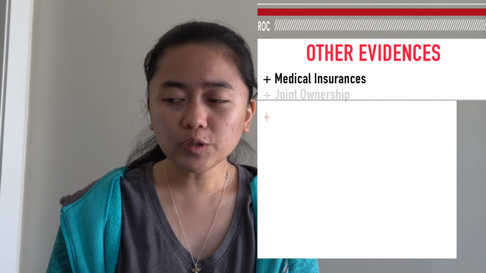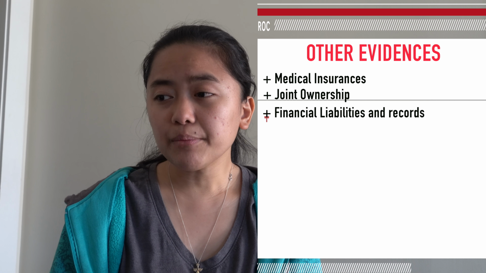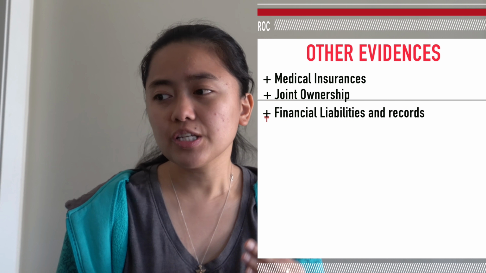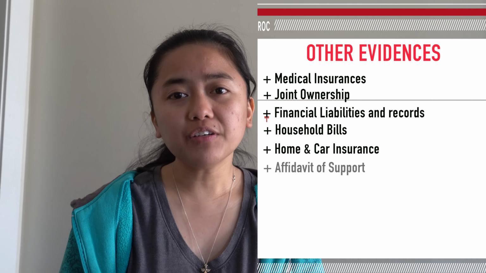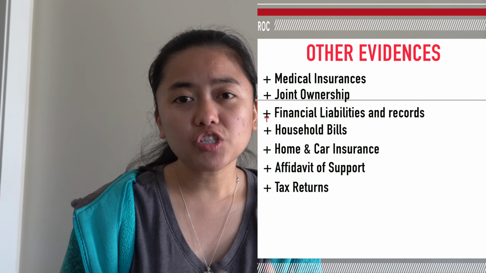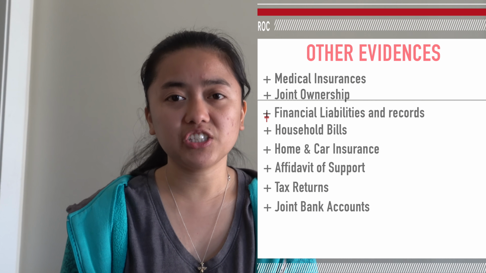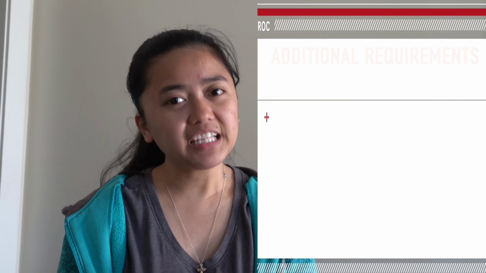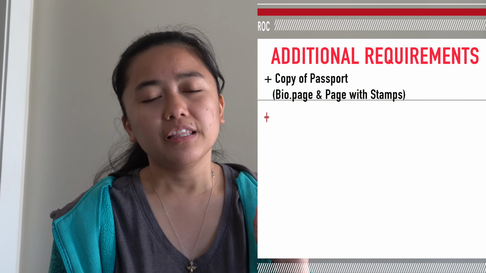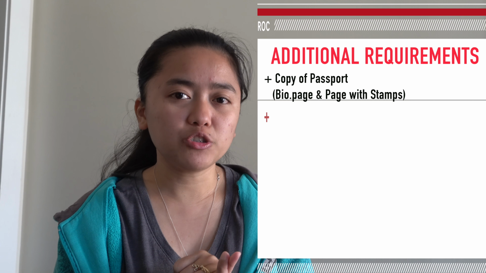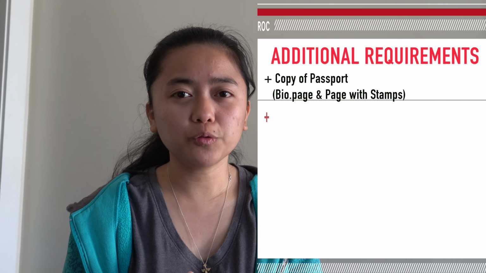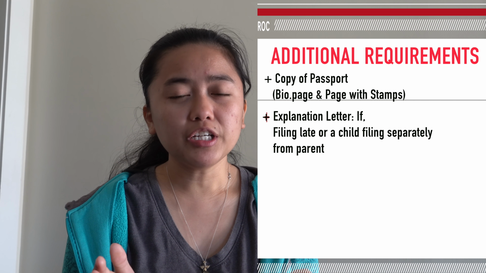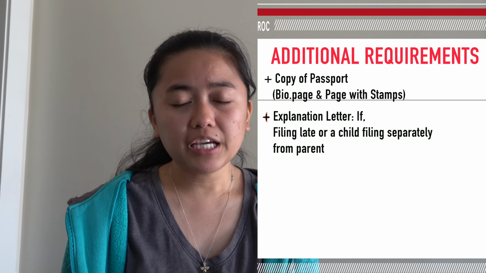Also, medical insurances, joint ownership, financial liabilities and financial records, household bills, home and car insurance, affidavit of support, tax returns, joint bank accounts, and etc. Also, you have to provide a copy of your passport, the biographic page, and the page with stamps. If it's applicable for you, you may include an explanation letter in case you will file this application late.